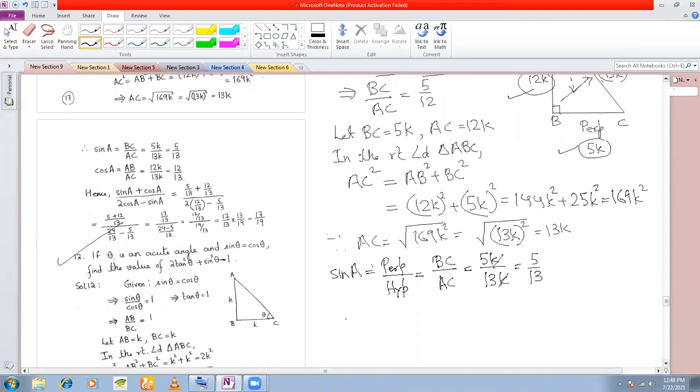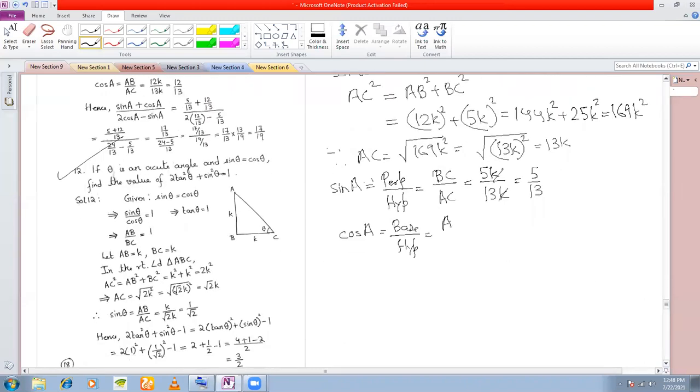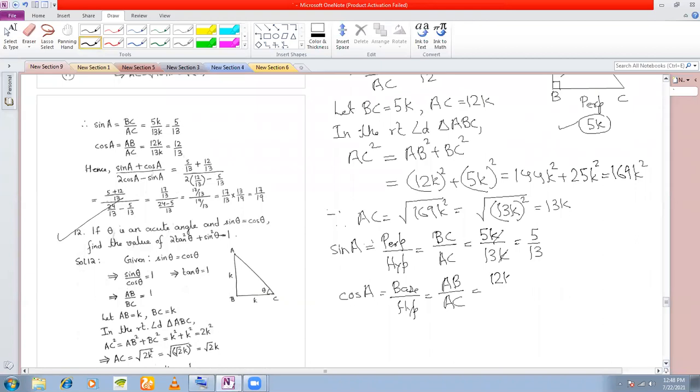Cos A is base by hypotenuse. In the figure, if you see, base here is AB. AB by AC. AB here is 12K, right? 12K by 13K. So you cancel, you get 12 by 13.